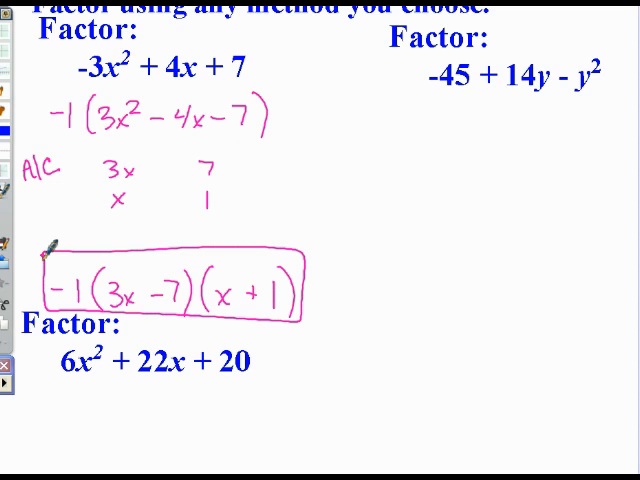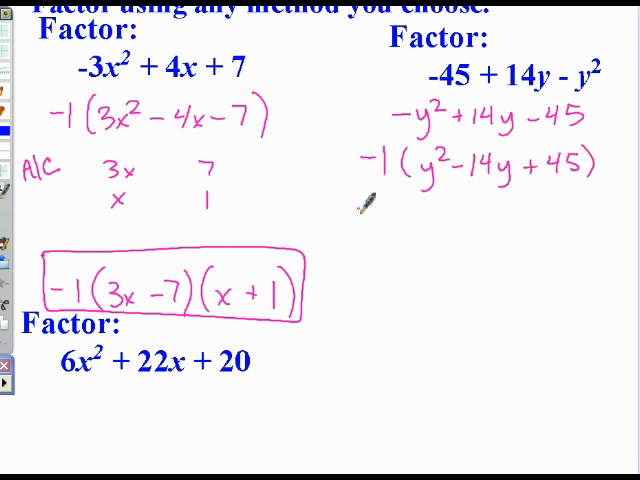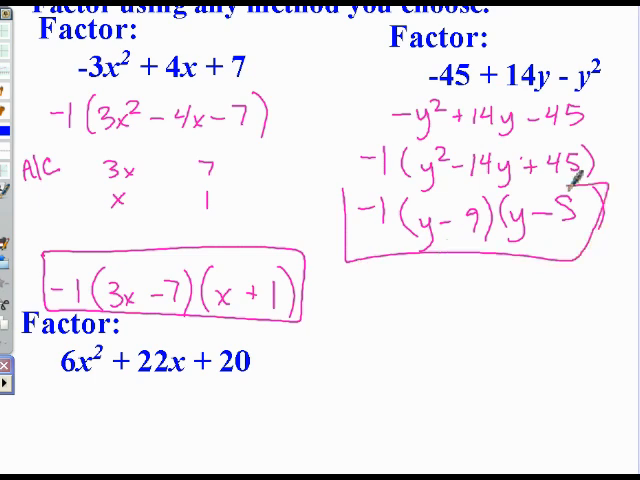On the next one, notice it's not in standard form. So you want to first use commutative property to get this in standard form. And then notice that your A term is negative. Factor out the negative 1 and flip the signs on every term. And then you really don't need any other method here because your A term is positive 1 once you factored out the negative 1. So y, same signs, both negative. 9 and 5 are factors of 45 that combine to 14. So that is the factors of the second one.